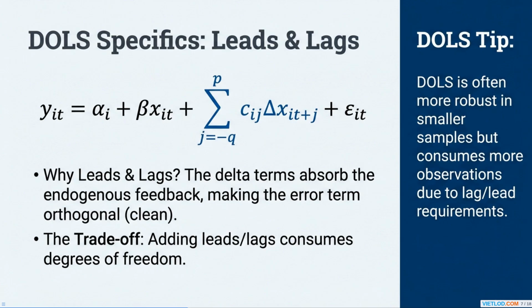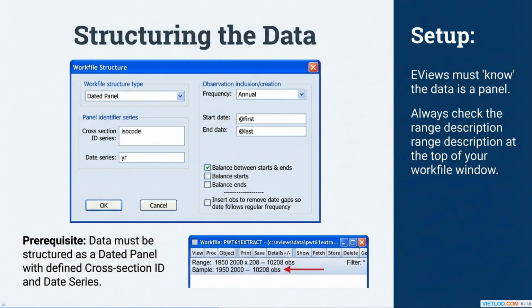However, there is an important trade-off. Adding each lead and lag consumes observations, thereby reducing your degrees of freedom. This can be particularly challenging in panel datasets with a limited time dimension. Despite this, DOLS is often more robust in smaller samples, making it a valuable tool, though it's important to be mindful of the observation cost due to its lag and lead requirements.